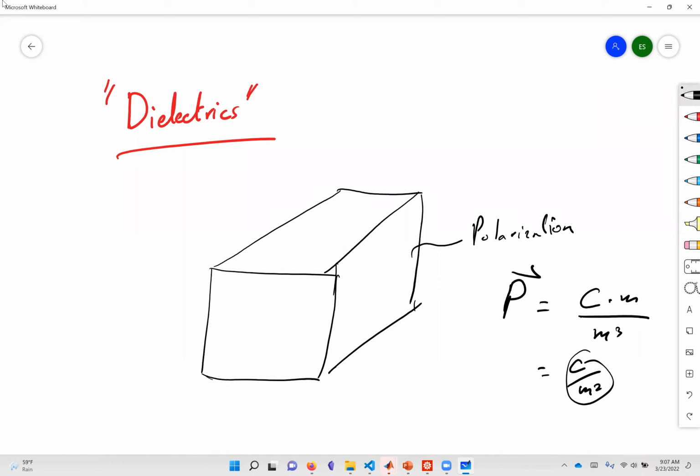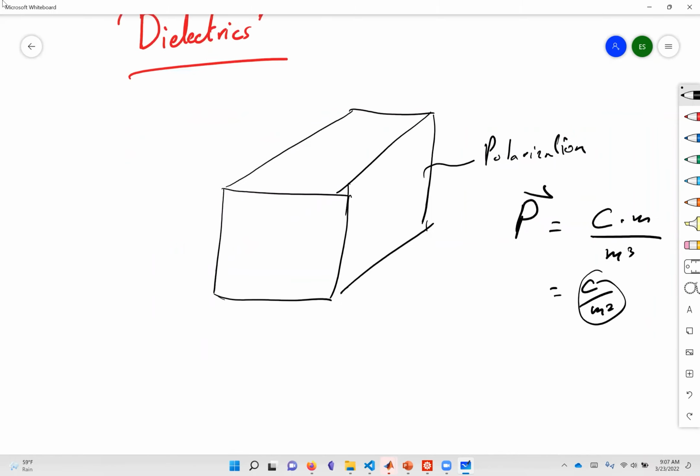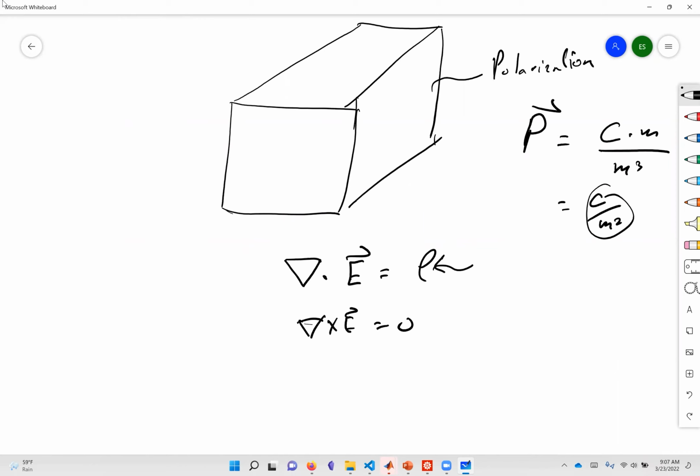Okay. And then we wanted to go back and tie this polarization to the fundamental postulates of electrostatics. Div E equals rho and curl E equals 0. And the only entry point we see is the charge density. So we asked ourselves, if we have this medium and it's polarized in some way, is there a way to show what the bound charge distribution would be due to this polarization?